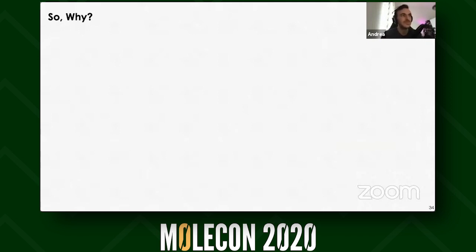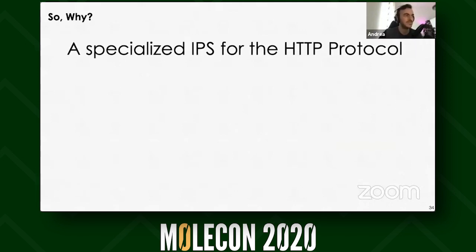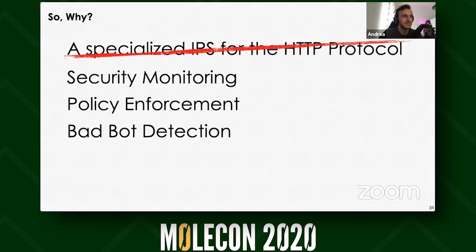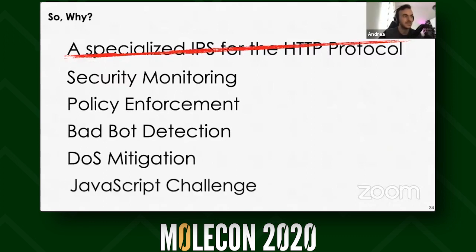Are there really people that use eval inside their code? Something like that. In my opinion, we absolutely need to stop treating web application firewalls as a specialized intrusion prevention system for the HTTP protocol. A WAF is not a specialized IPS for the HTTP protocol. A web application firewall has or should have many other use cases like application security monitoring, policy enforcement, bad bot detection, denial of service mitigation, JavaScript challenge, and so on.